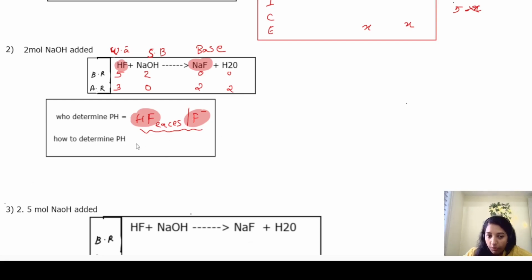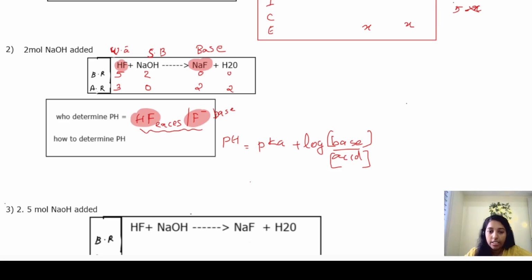Since it is a buffer, you can use the Henderson-Hasselbalch equation. So pH is equal to pKa plus log of base concentration over acid concentration. So what is our base concentration here? Is it the NaOH concentration? No. F minus is our base. HF and F minus is our buffer.